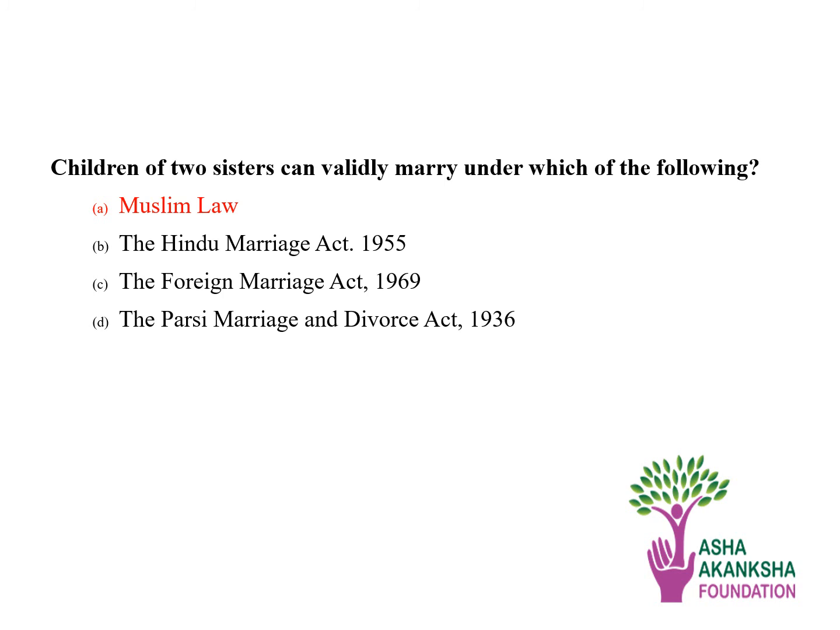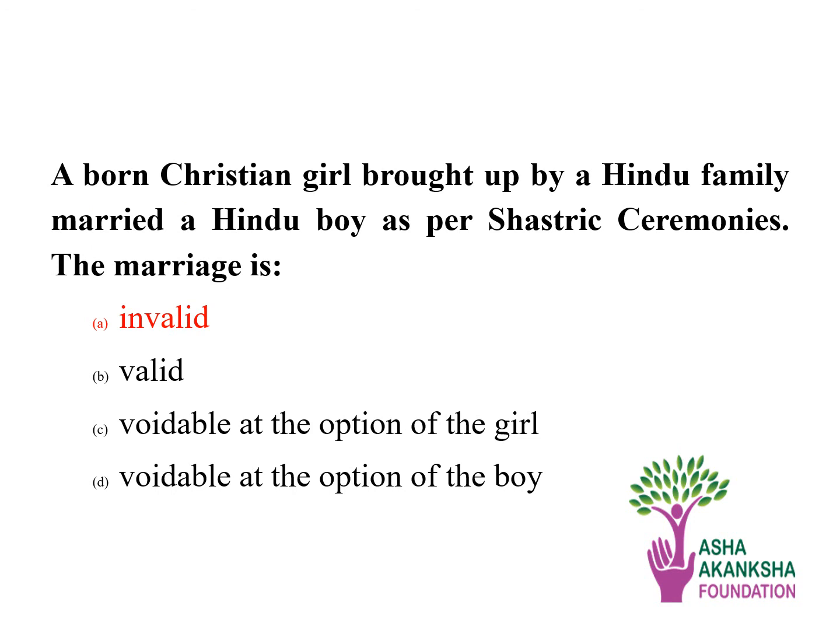Next question. Children of two sisters can validly marry under which of the following laws? The correct answer is Muslim law. Next question. A born Christian girl brought up by a Hindu family married a Hindu boy as per the Shastric ceremonies. This marriage is, the correct answer is invalid, because it cannot be justified in terms of the Hindu Marriage Act, which requires both individuals to be Hindus for the marriage to be valid under the Act.